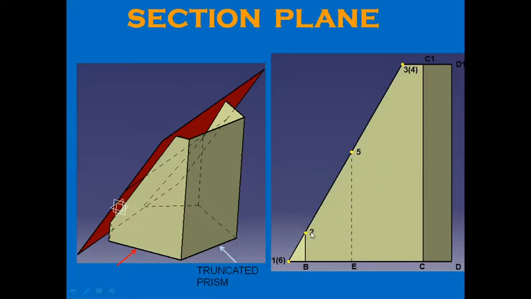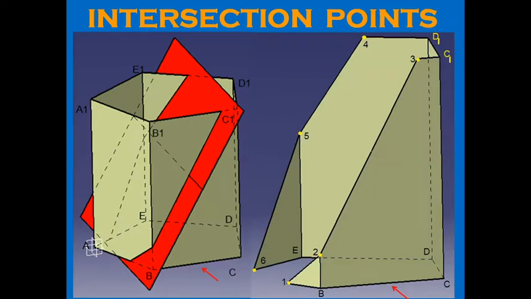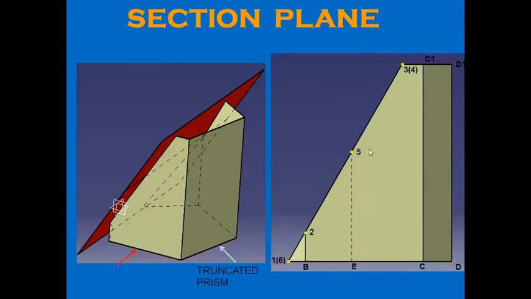Next is intersection point 2. Next is 5, and finally 3 into bracket 4 for the top face edge. So 3 is in front, as you can see, and 4 is behind. So 3 into bracket 4. So this is the front view of the intersection points, and also the front view of the truncated portion of the prism. So I hope this portion is clear.